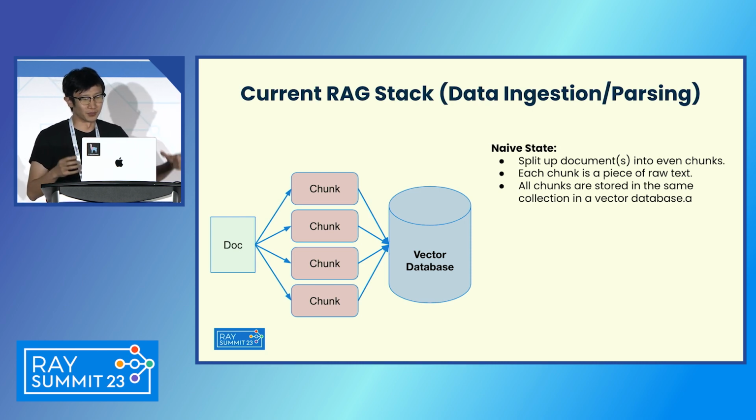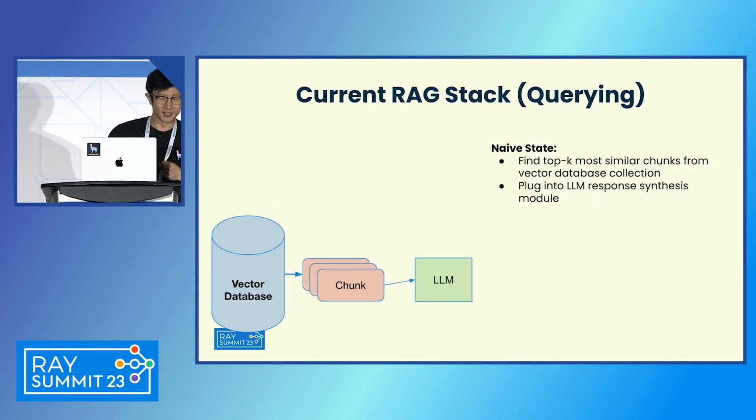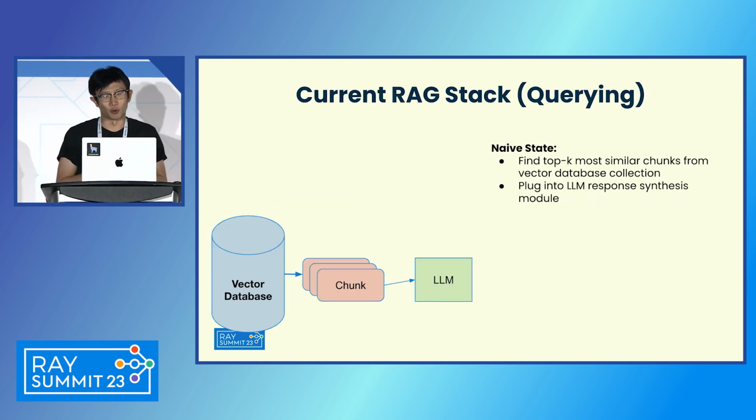And then you just dump the chunks into a vector database along with an embedding. And that embedding is generated by an embedding model like OpenAI. Once that is in the database, then you want to query over that data. So you want to fetch the top k most similar chunks from the vector database and plug this into your LLM response synthesis module.